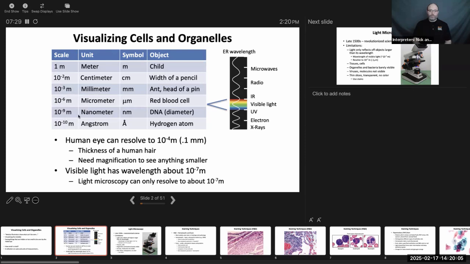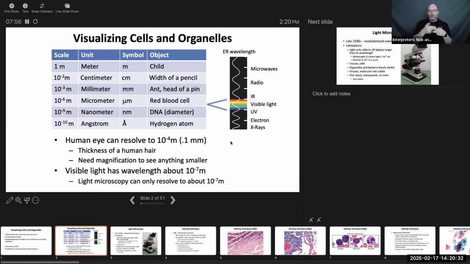The nanometer is 10 to the minus 9 meters. So that would be 1/1 with 9 zeros after it. That's a billion. So this is 1/1,000,000,000th of a meter, or 1/1000th of a micron. So 1,000 times smaller even than a micron. The nanometer is represented by the nm symbol.